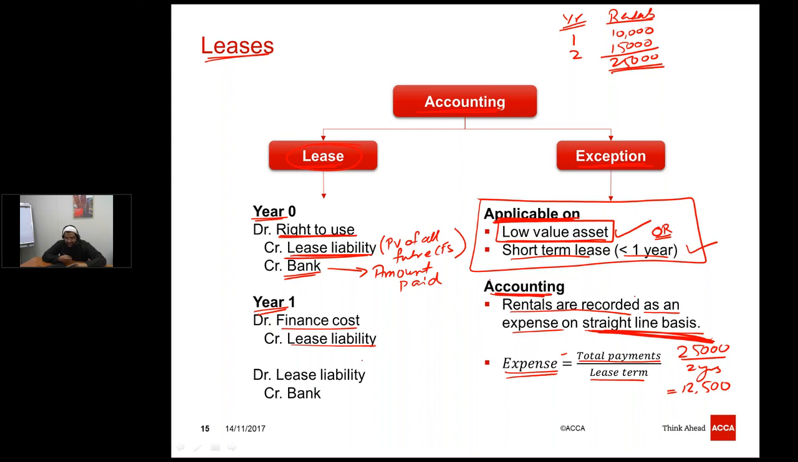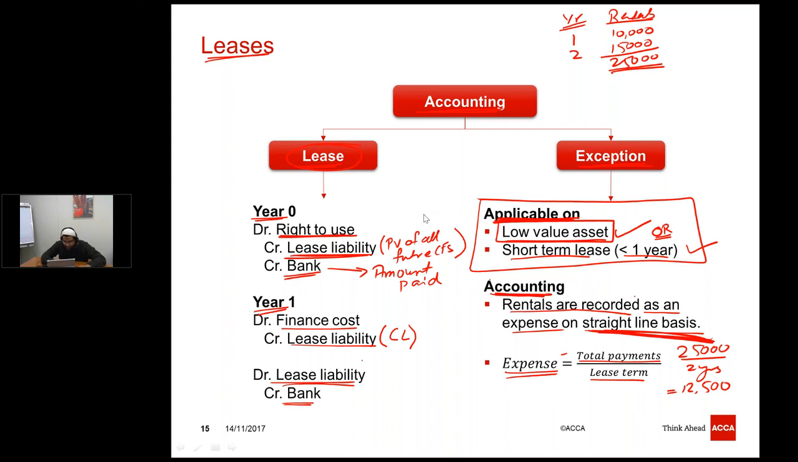Finance cost debit and the lease liability credit. This lease liability is actually a current liability. And whenever we are going to pay the rentals, the bank will be credited and the lease liability will be debited. Now you have to remember these 3 accounting entries.